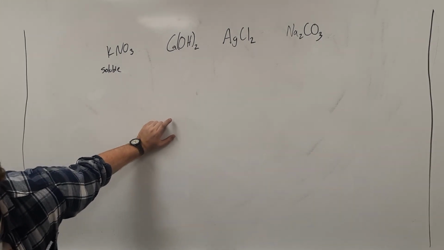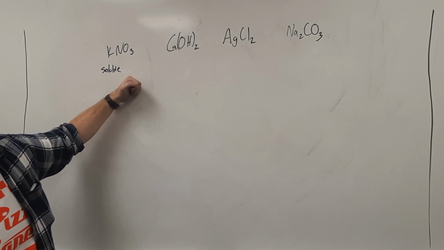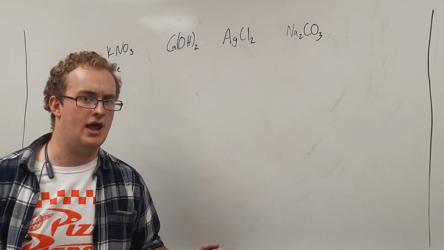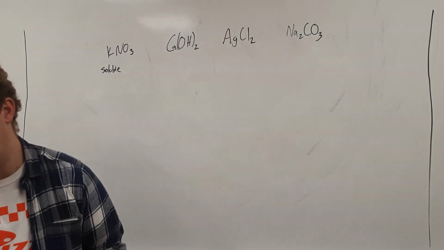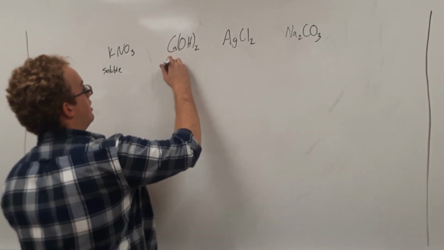It says compounds containing alkali metal ions. So that's going to be our first group. That's going to be like sodium, potassium. Calcium is an alkaline earth. That's not an alkali metal. And it's not barium. So this is not one of the exceptions. This is insoluble.